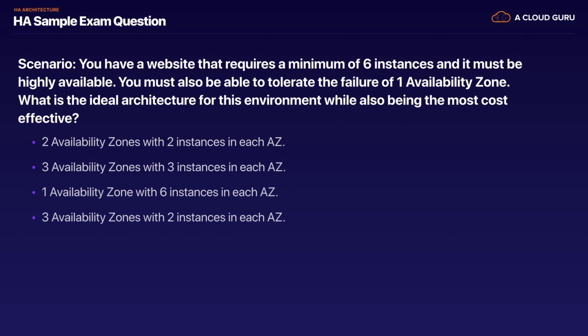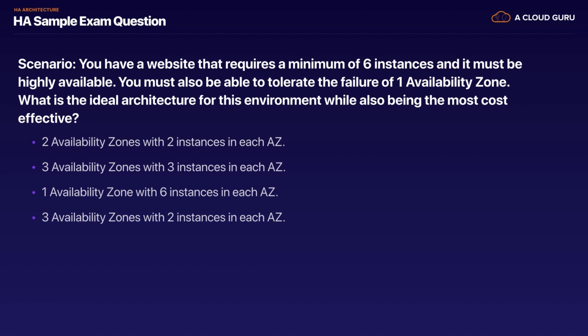You might get some exam questions talking about highly available architecture. You might have a website that requires a minimum of 6 instances, and it must be highly available. You must also be able to tolerate the failure of one availability zone. So you're always going to need 6 instances, and you can tolerate one availability zone failure. What is the ideal architecture for this environment while being the most cost effective? You have to go through and have a look at it.